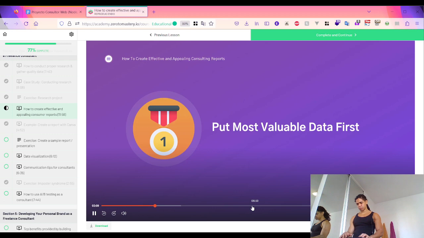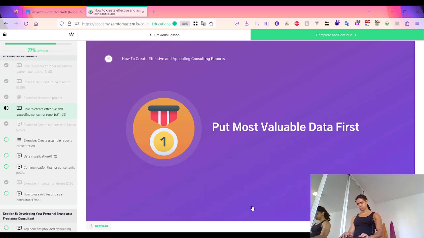That's why you need to open with it. Don't just end with it real quick. You need to make sure you put the most impactful data first so your audience can make sure.